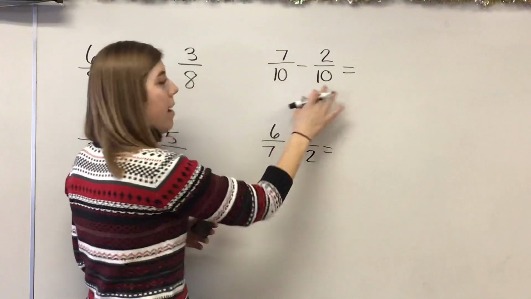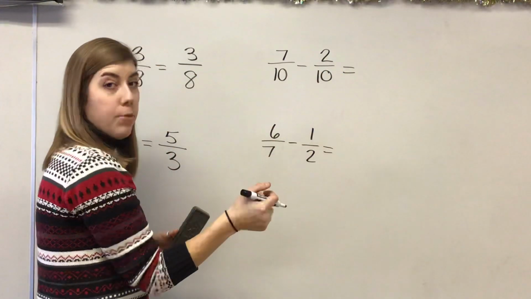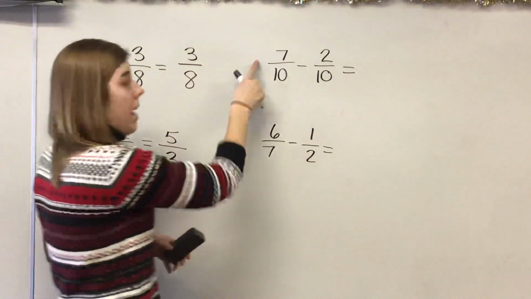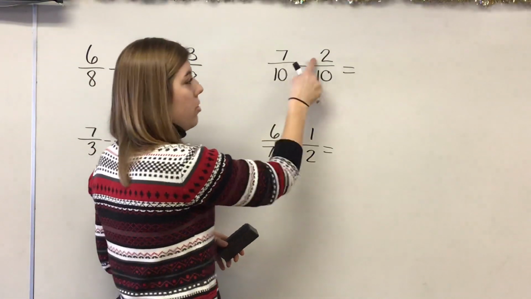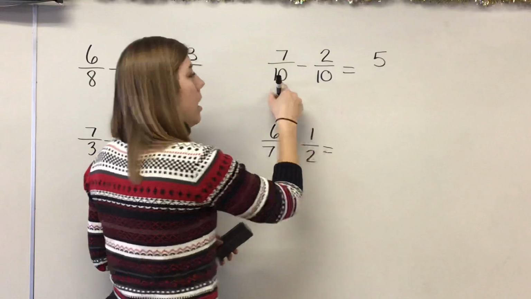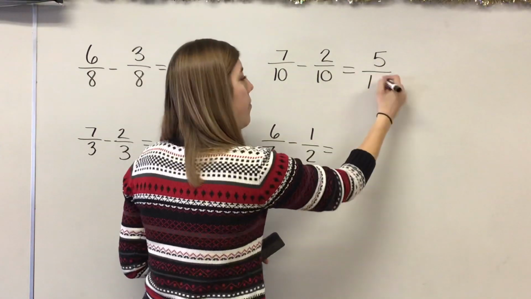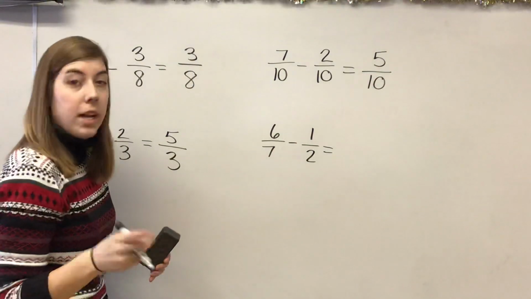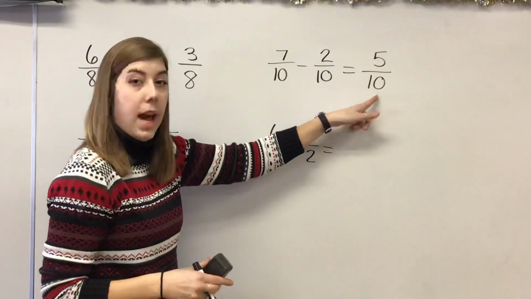You'll now notice we have the same denominator, and I can subtract just like we did over here. 7 tenths minus 2 tenths. 7 minus 2 is 5, and then the 10 stays the same, 5 tenths. Some of you might recognize this as an equivalent fraction to 1/2.